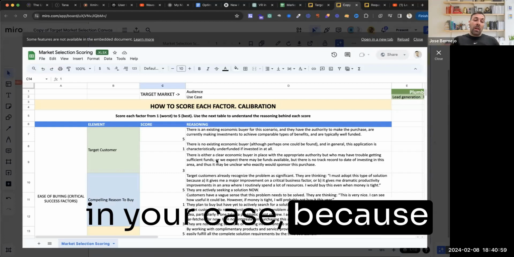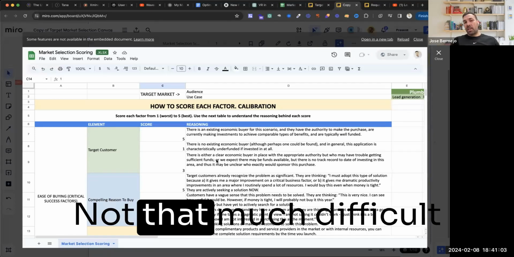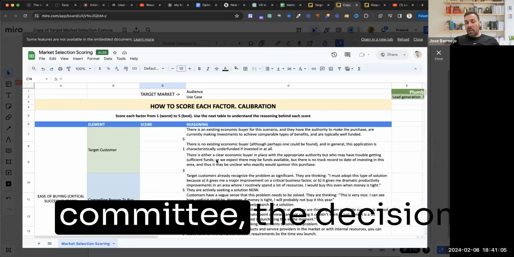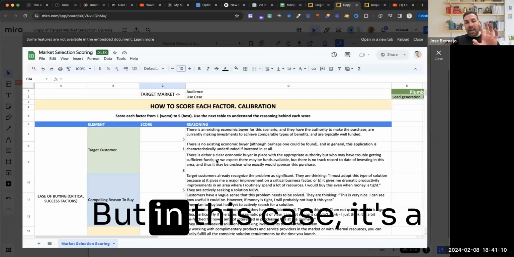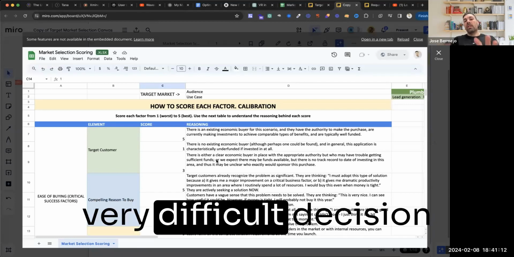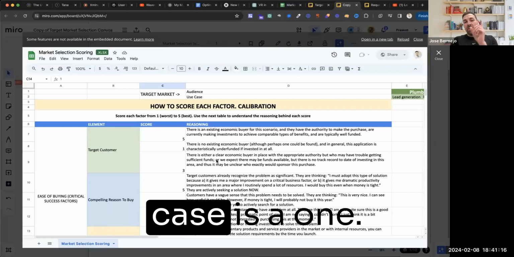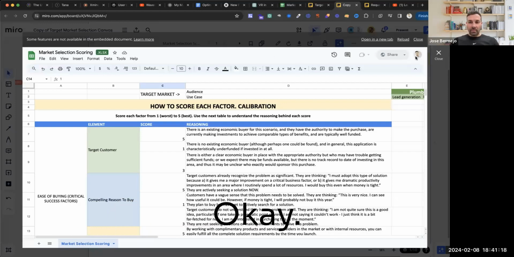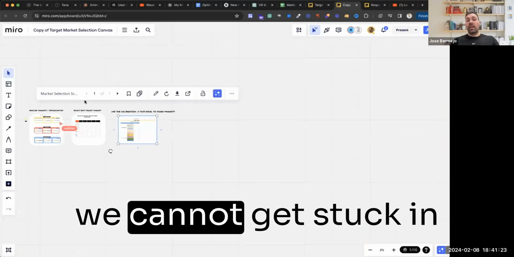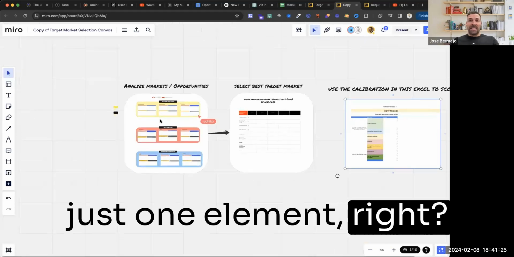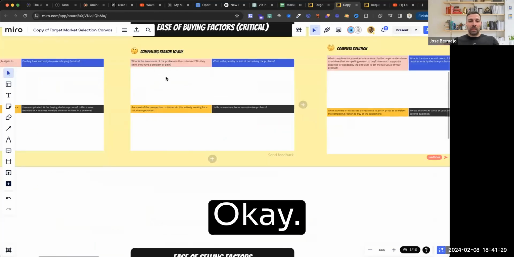In your case, because the market that you are targeting is developers, it is not that difficult in terms of the buying committee, the decision should be easier, right? But in this case, it's a very difficult decision-making process in terms of the target customer. That's why in this case it's a 1. We need to move forward because there are a lot of elements and we cannot get stuck in just one element, right?